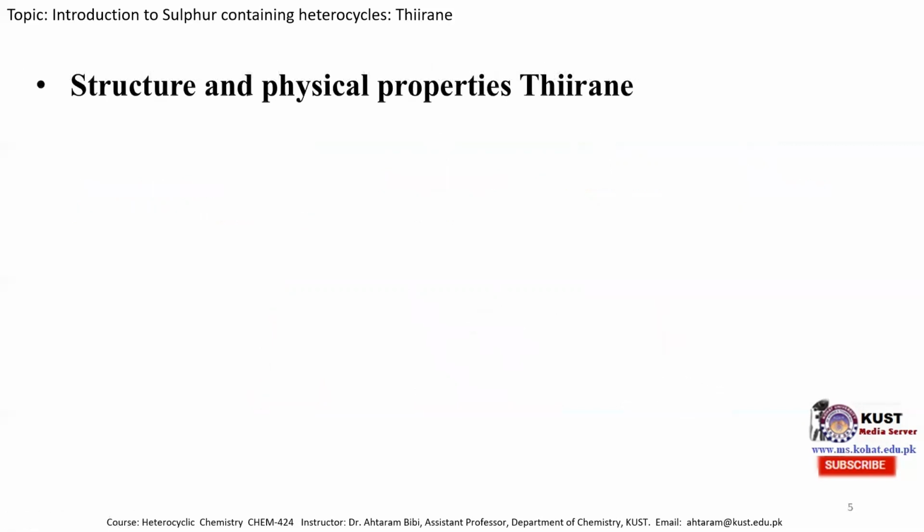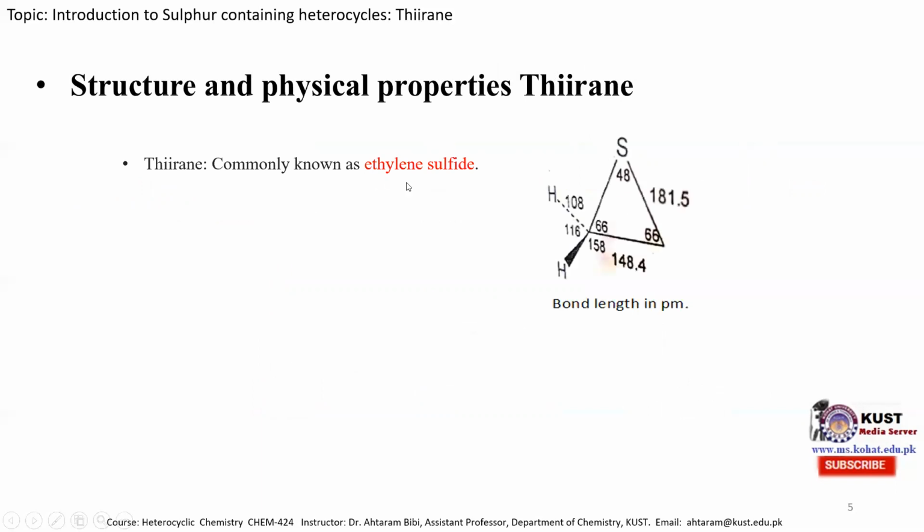Structure and physical properties of thiirane. Thiirane, commonly known as ethylene sulfide, and this is the structure of the thiirane molecule. It consists of 2 carbon atoms, 4 hydrogen atoms, because 2 hydrogens here and 2 hydrogens here, with 1 sulfur atom. And the bond angle, as mentioned, this carbon-sulfur-carbon bond angle is 48, while this carbon-carbon-sulfur angle is 66, and this one is also 66.